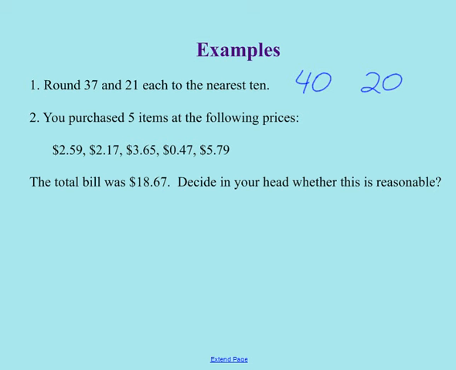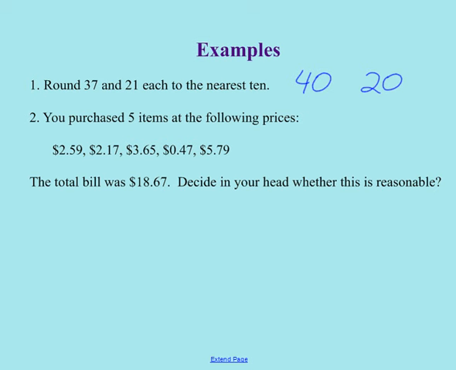Well, one way to do this is to round the amounts of each of the 5 items. You could decide to round it to a couple different place values. Let's round each item to the nearest dollar.